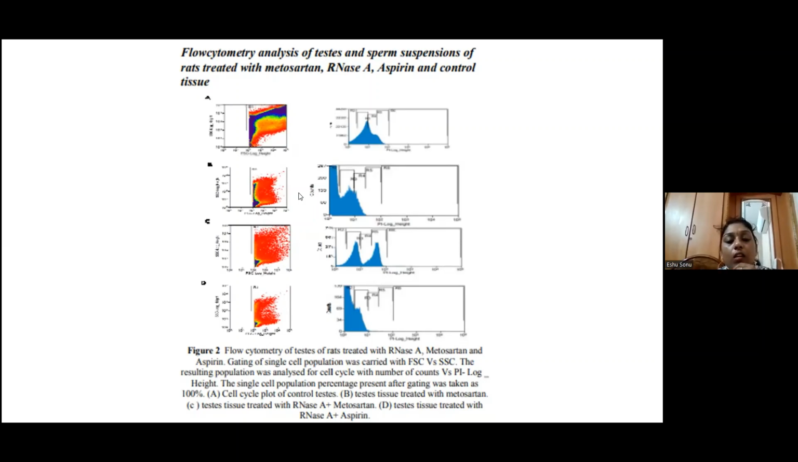And if you see the test treated with RNase A and metosartan, there is equal segregation of the cells in the cell cycle portion, where you can see the G1 phase. The middle dropped U shape is the S phase, and the second peak is in the M phase, that is mitotic phase. And you can see the aspirin gives a similar result to that of the metosartan treated one, which indicates apoptosis.